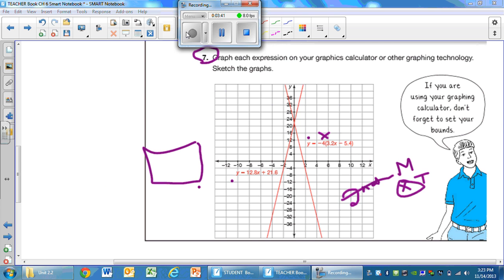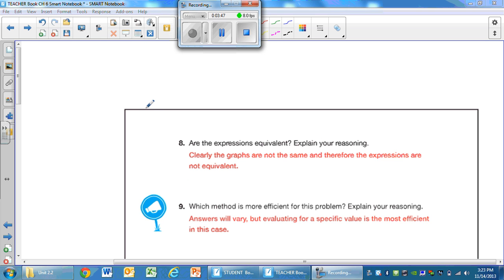All right, so you should have got this. And so the lines are different. If we look at 8 and 9 on page 320, are the expressions equivalent? Clearly the graphs are not the same, and so the expressions are not equivalent. And then, which method is more efficient? So it just depends. You write which one you think is more efficient.